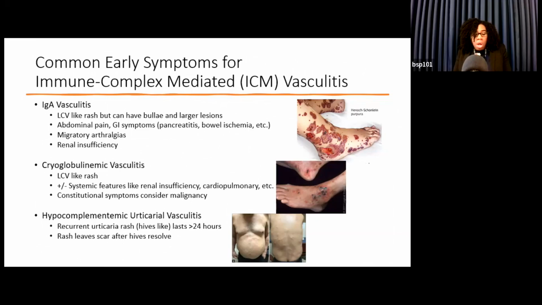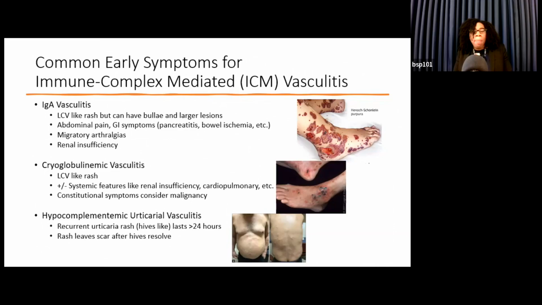Cryoglobulinemic vasculitis is another common immune complex mediated type. Again, it also has a leukocytoclastic vasculitis rash and distribution. But unfortunately, these rashes tend to have a little bit more ulceration to them, as you can see in the picture to the right. These people tend to have other systemic features, fevers, chills, but they also may have some cardiac involvement in terms of chest pain, trouble breathing. So you want to be more mindful of these patients in terms of what else can be involved, even if you're just seeing a rash at the outset. There is also some association with malignancy with cryoglobulinemic vasculitis.